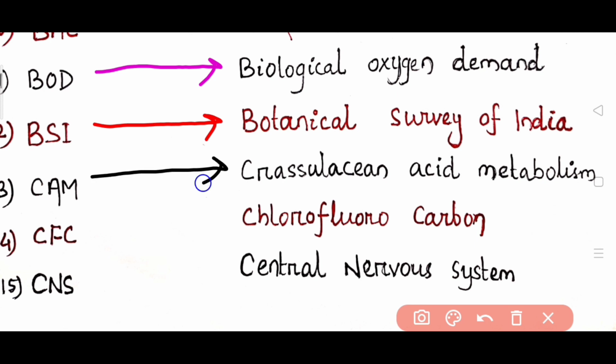Then CAM. The full form of CAM is Crassulacean acid metabolism. It is a carbon fixation pathway and it includes plants like orchids, cactus, etc. Then CFC. The full form of CFC is chlorofluorocarbon. We have already known that the ozone layer protects the earth from the sun's ultraviolet radiation.